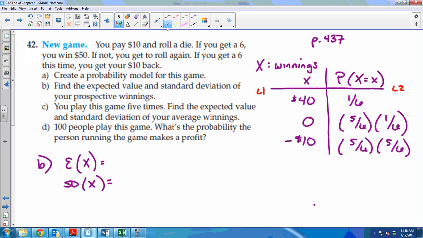Yes. X bar is the mean, and in this case, the expected value is the mean. So they're the same. So, yes. Stat calc, one variable stats. List 1 is your actual list, and 2 is your frequency list. So I got an expected value of negative 28 cents and a standard deviation of $18.33.